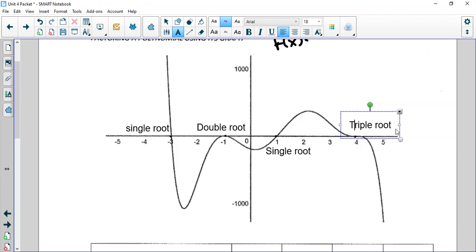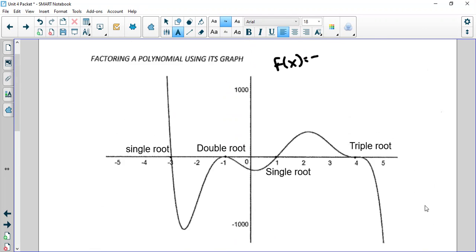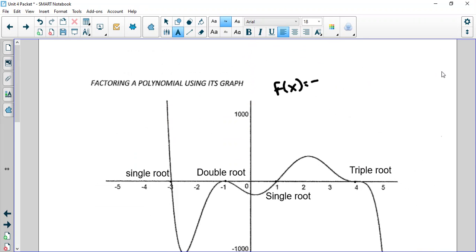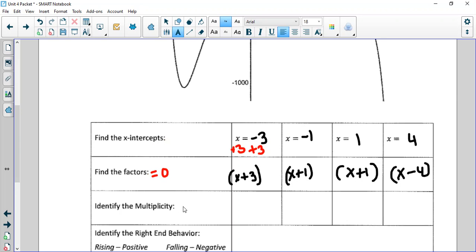So this is a triple root at 4. This is a single root at 1. There's a double root at -1, and then there's another single root at -3. So how did these roots play into our functions? Remember, our goal is to write the function over here. All right, so we call that the multiplicity.